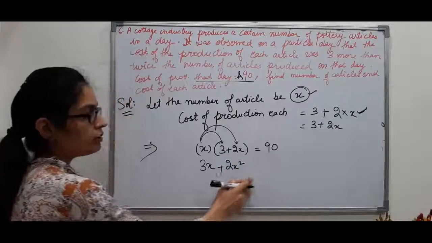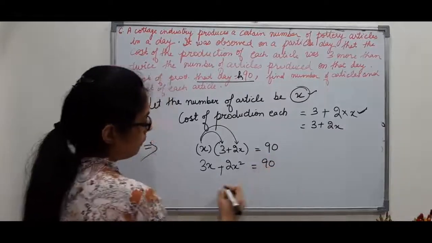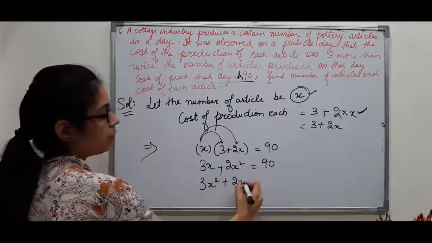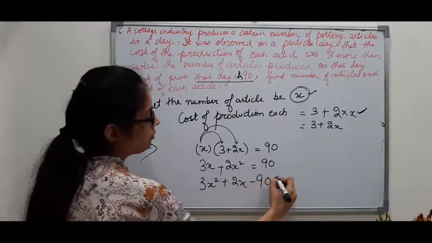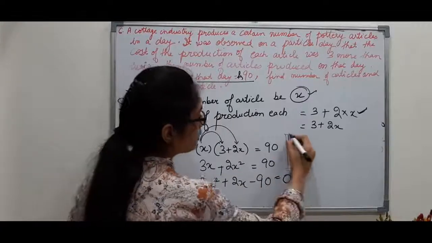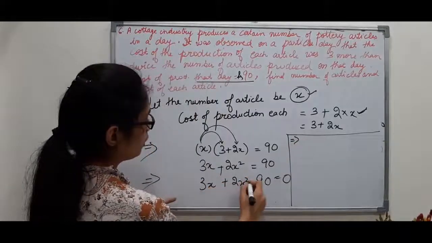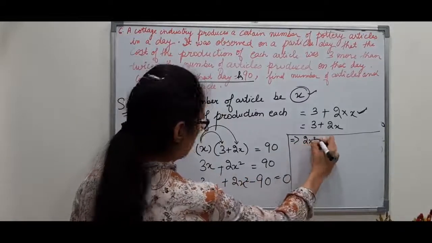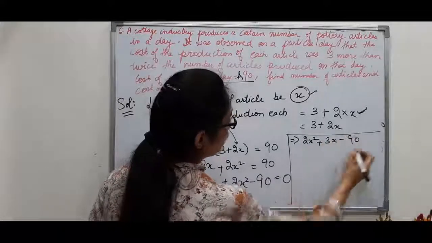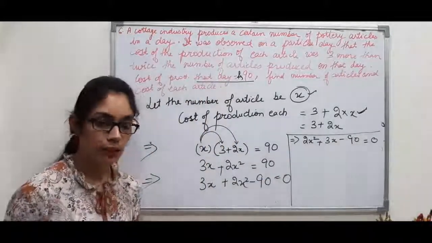So this 90 we will shift to this side. Plus 90 it will be changed into, or we will do it in the next step. 2x square plus 3x equals 90 will be changed to minus 90 on shifting of the side. So let's write it in this way. As per standard quadratic equation, it will be 2x square plus 3x minus 90 is equals to 0. Now you can see we have got the required quadratic equation.